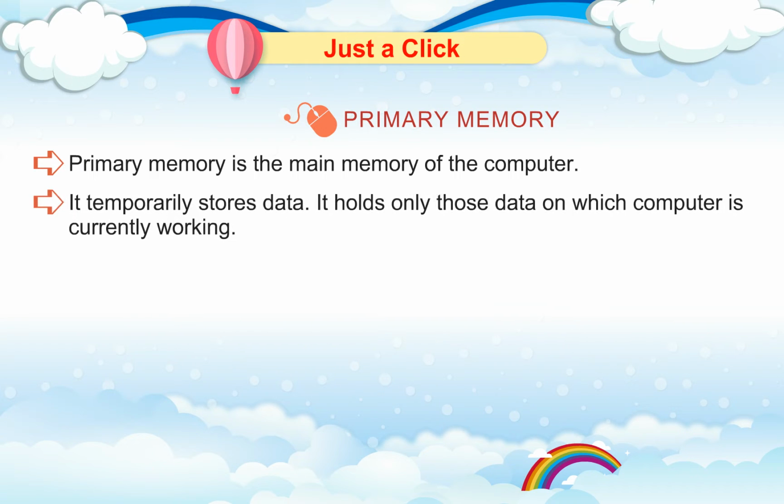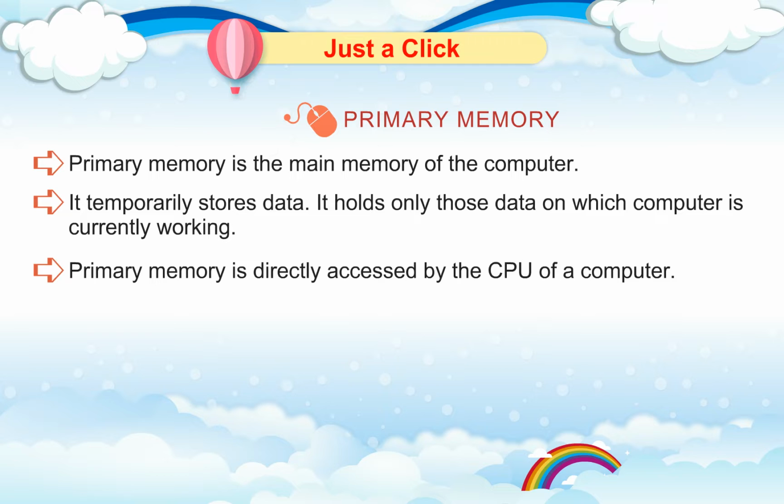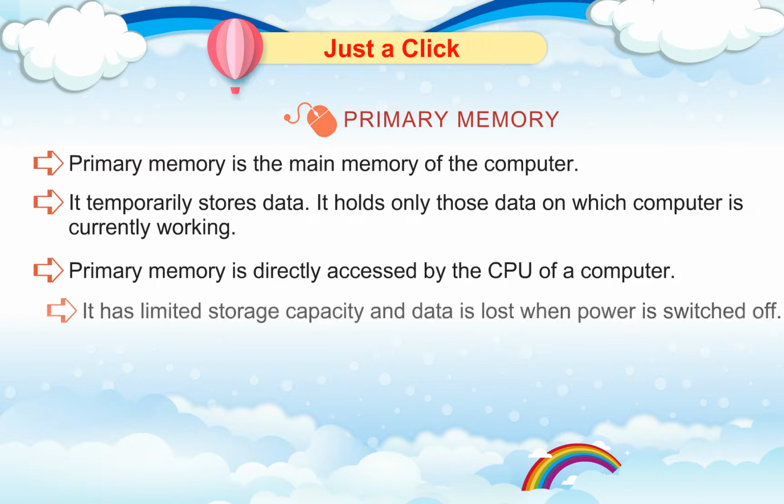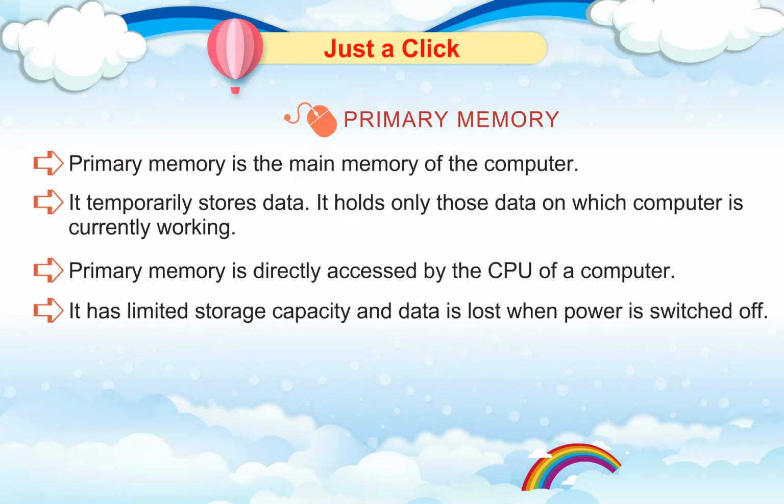Primary memory. Primary memory is the main memory of the computer. It temporarily stores data. It holds only those data on which the computer is currently working. Primary memory is directly accessed by the CPU of a computer. It has limited storage capacity and data is lost when power is switched off.